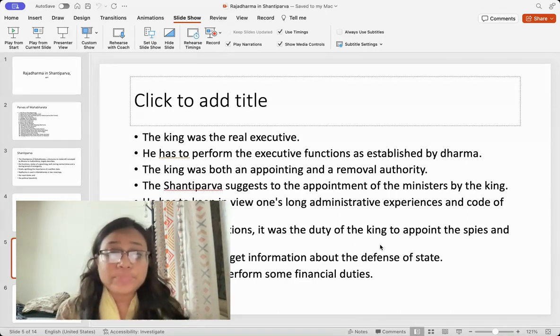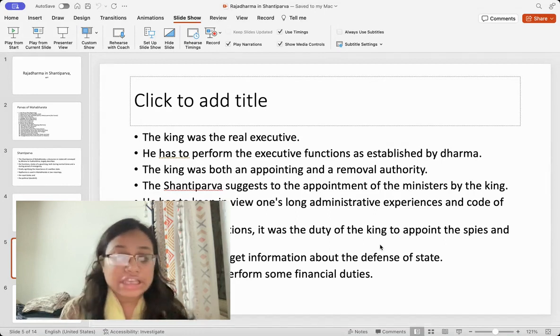According to Bhishma, the king is the real executive head of the state. The king is more like what the prime minister of India does today. The king is not the nominal executive, the king is not the president, but the king is the real executive head of the state.